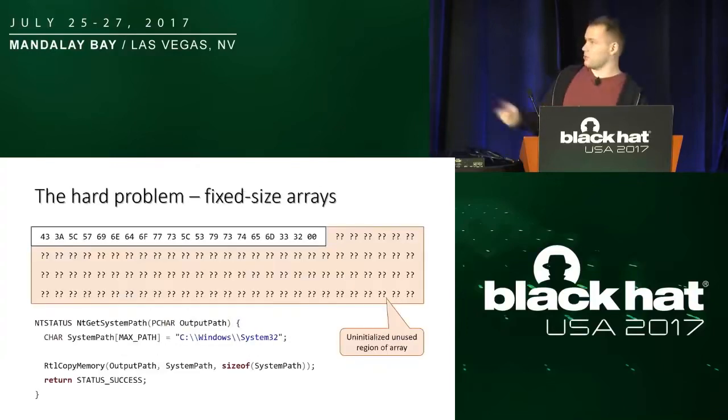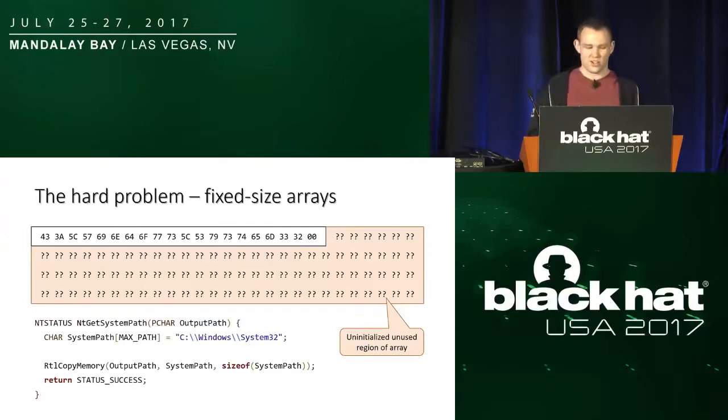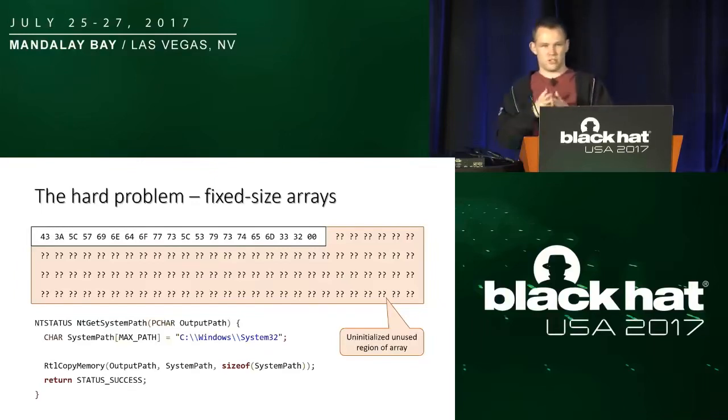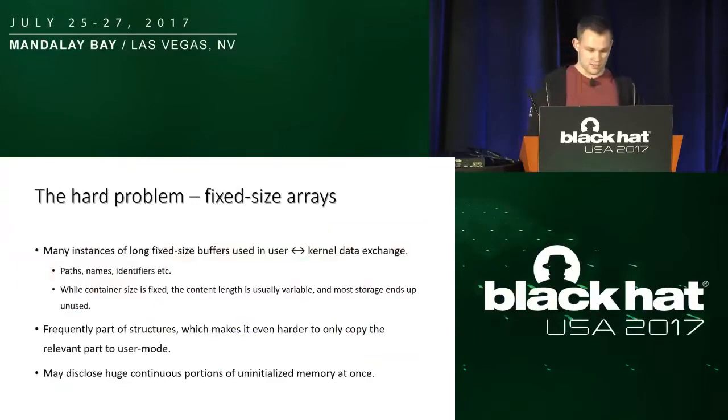Then we have another problem related to fixed size arrays. Here we have an example of a system call which returns the path to the system directory on the file system. As you can see, we have this huge array which is allocated on the stack, but it's only partially initialized with the relevant string that we want to return. But the kernel still returns the whole array with more than 200 uninitialized bytes inside.